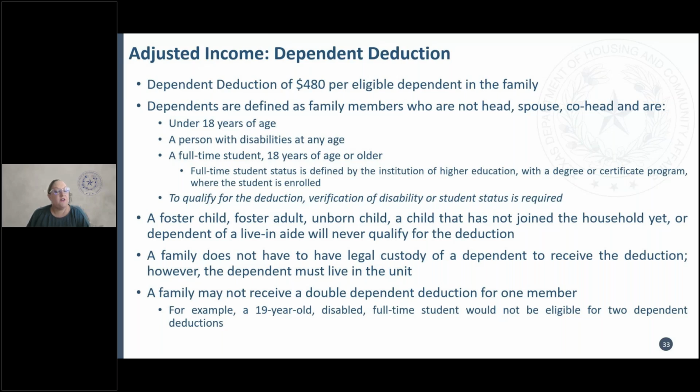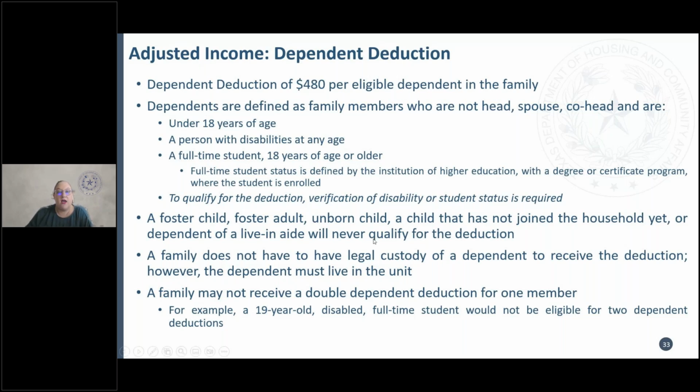A foster child, foster adult, unborn child, a child that has not yet joined the household, or the dependent of a live-in aide will never qualify for this deduction. A family does not have to have legal custody of a dependent to receive the deduction. However, the dependent has to live in the unit. A family may not receive a double dependent deduction for one member. So if there's a 19-year-old disabled full-time student, they are still going to get one deduction for the dependent, not one for each of the qualifying factors.